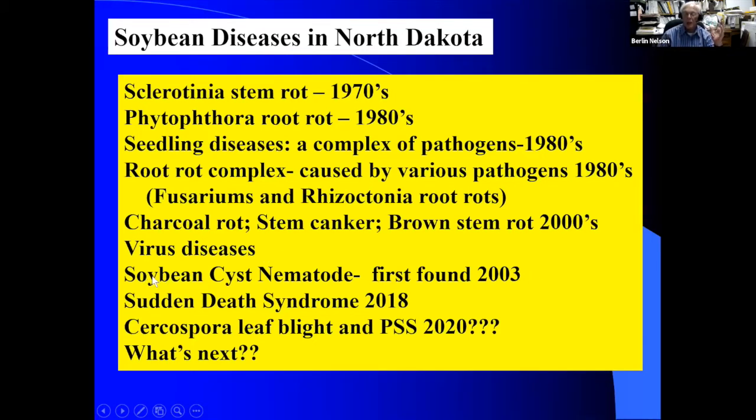In 2003, as Dr. Yan pointed out, soybean cyst nematode was found. And then in 2018, we found sudden death syndrome. As a matter of fact, this past year, we found sudden death syndrome all the way from the border of South Dakota to the border with Canada. So these diseases just move in. And in 2020, I think Dr. Markell probably has found Cercospora leaf blight and maybe purple seed stain. So what's next? I'm sure there's something else that's going to pop up.